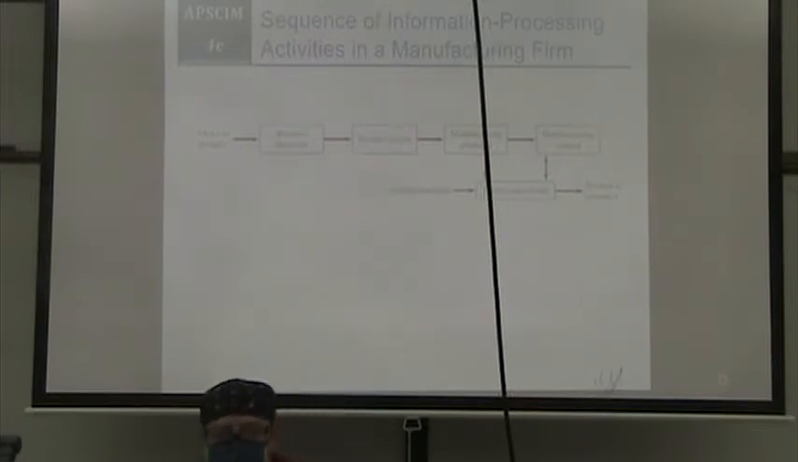All right, so a flow diagram of how we do our processing. We get an order to produce something. That has to go through all the business functions. If it's something that we haven't made before, it's going to end up going through the product design. Then into manufacturing planning, manufacturing control actually goes back and forth with the factory operations, right?